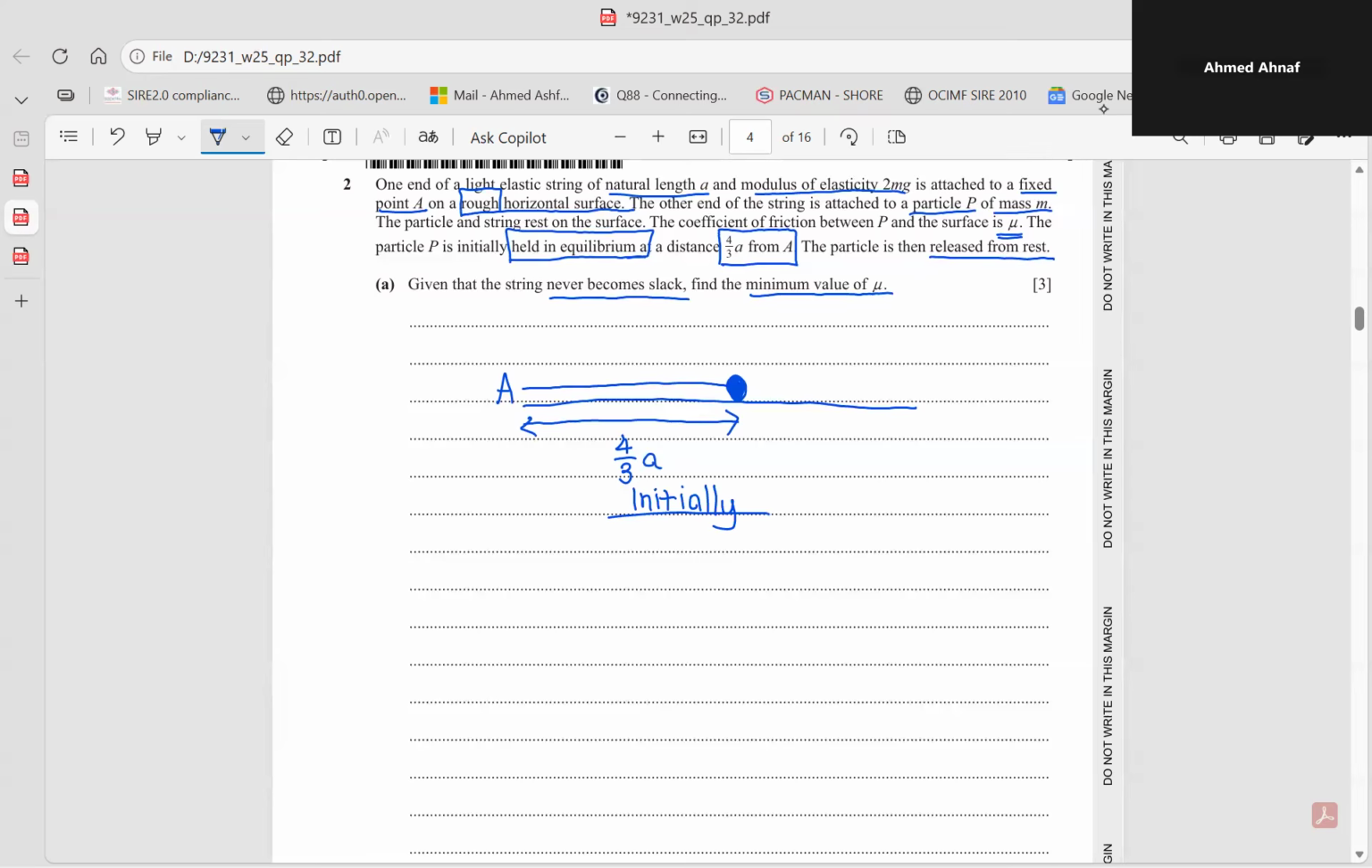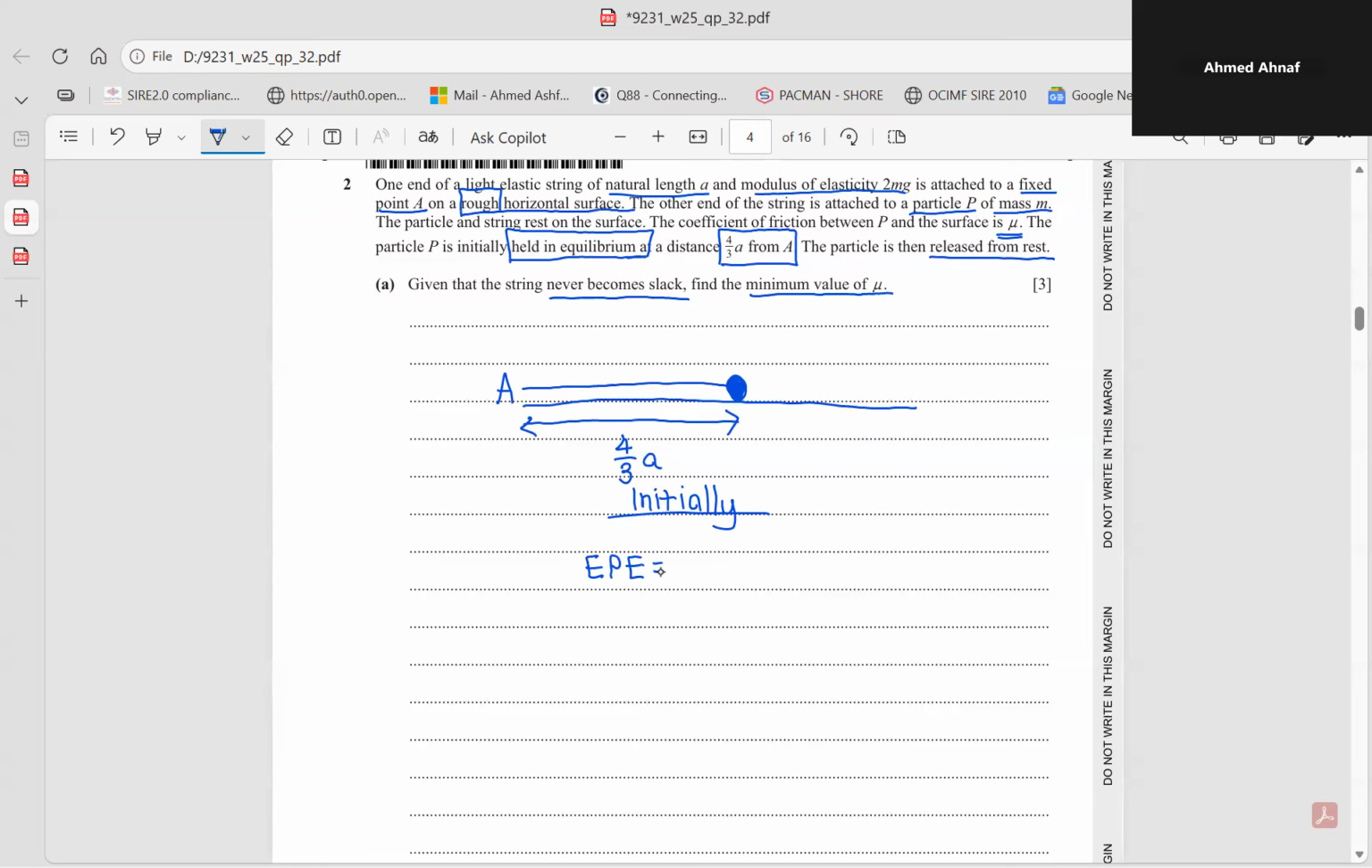Since it's on the horizontal surface, there's no change in GPE, so we can ignore that. And it's not moving, so no KE. So the only energy is the EPE, the elastic potential energy. So there's only EPE.